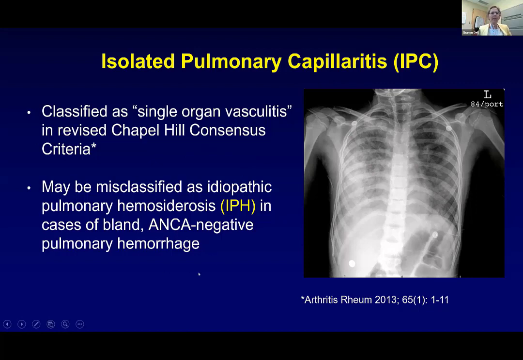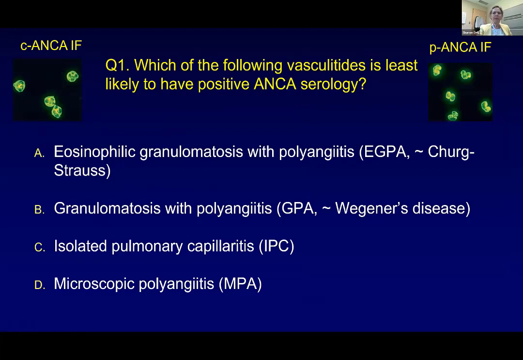I think one important thing to recognize here is that it's very easy to misclassify pulmonary capillaritis as idiopathic pulmonary hemosiderosis if your ANCA test is negative and if you have bland pulmonary hemorrhage. So what do I mean about that? We'll come back to that. For now, I want you to do this poll. Which of the following vasculitides is least likely to have a positive ANCA serology? EGPA, GPA, IPC, or MPA?